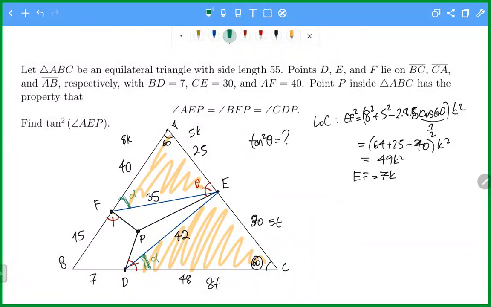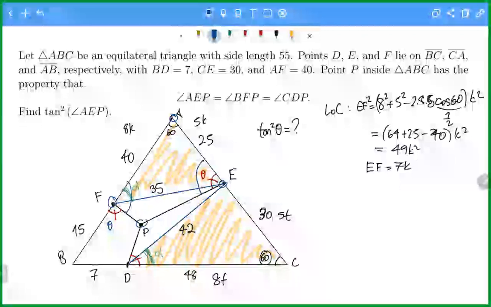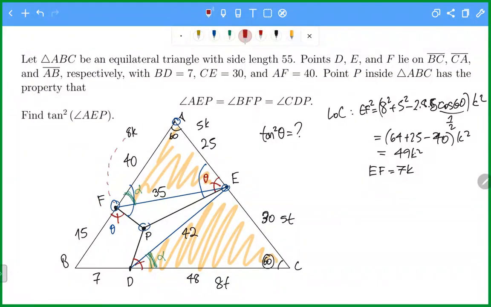Okay. Now, another thing that we can immediately observe is that AFPE is a cyclic quadrilateral. Why? Because opposite angles add to 180, right? Because this angle is theta, so is this angle. So opposite angles add to 180, and this is a cyclic quadrilateral. If you like, you can just draw a circle so that you can remember that it's cyclic.